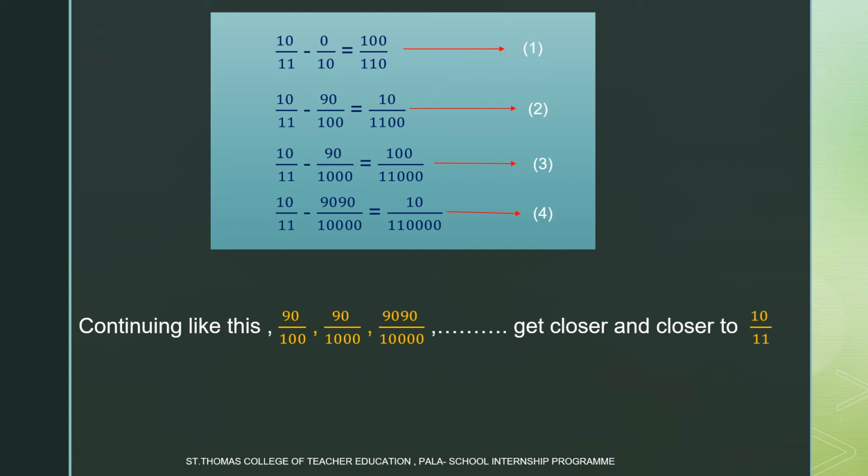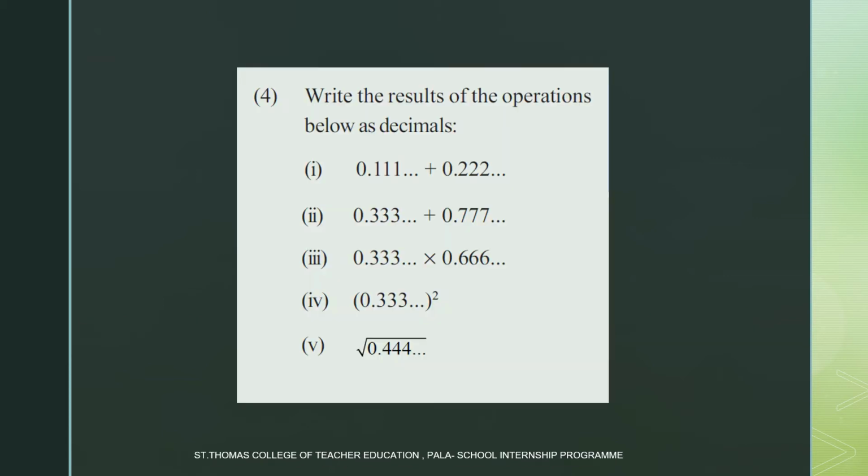So can you tell me the decimal form of 10 by 11 now? Yes, it's 0.909090 etc. Okay, I hope you understood the steps. If you have any confusion, do step 5, 6 and then come to this conclusion. Now we have the next question.